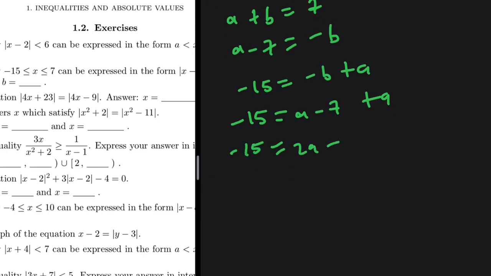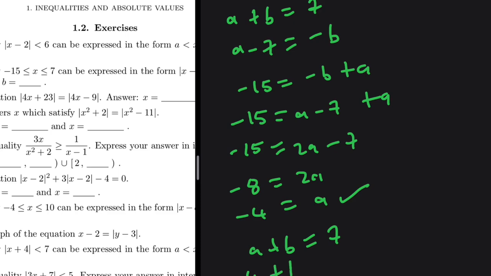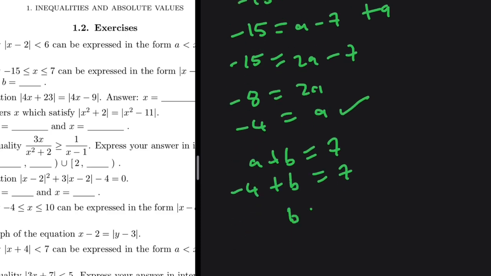So minus 15 is equal to 2a minus 7. We take minus 7 to the left hand side, we get minus 8 is equal to 2a. So minus 4 is equal to a. Alright, there goes the value of a. And then a plus b is equal to 7. So minus 4 plus b is equal to 7. b is equal to 11.